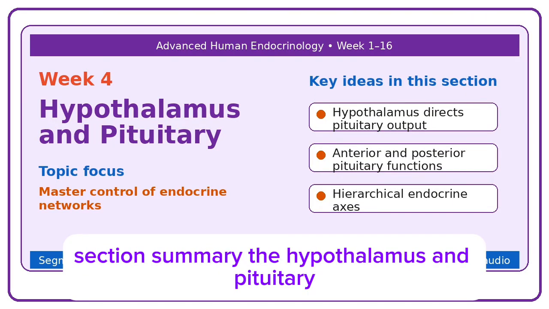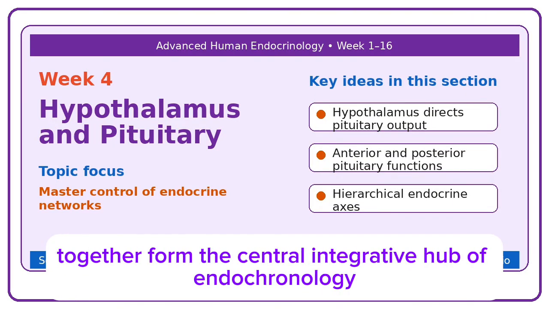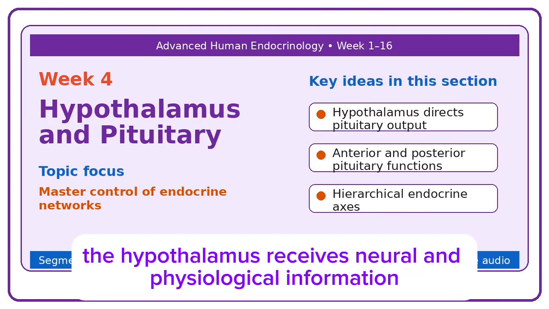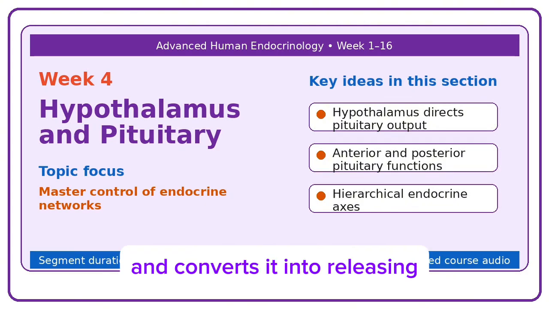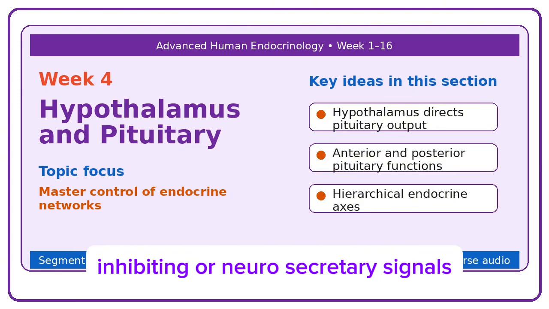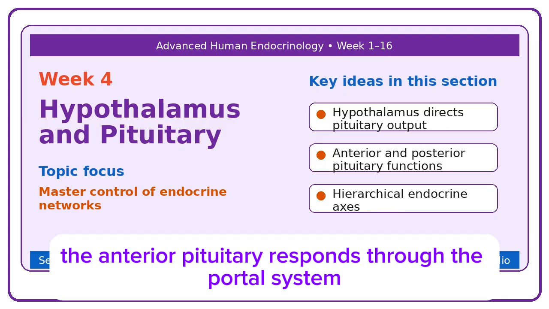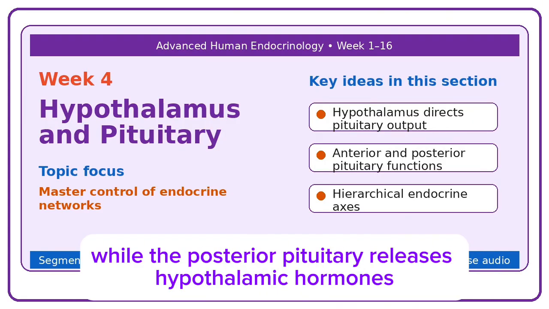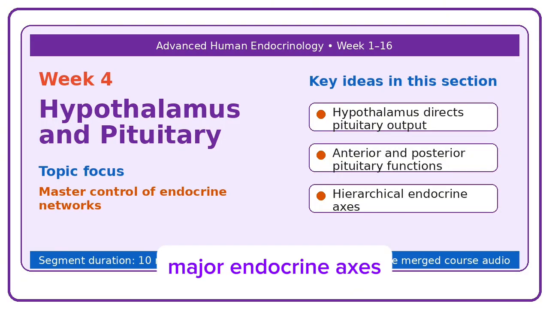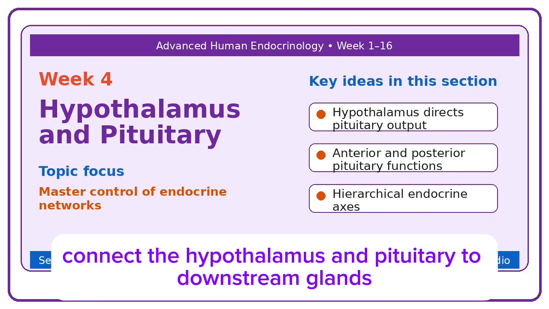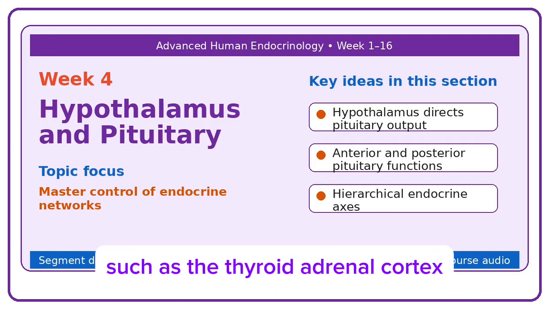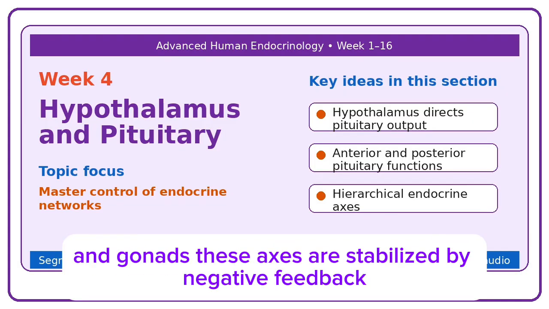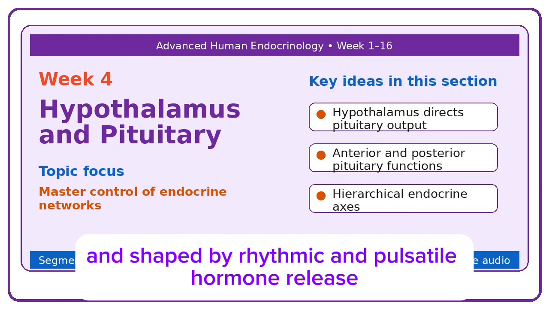Section summary. The hypothalamus and pituitary together form the central integrative hub of endocrinology. The hypothalamus receives neural and physiological information and converts it into releasing, inhibiting, or neurosecretory signals. The anterior pituitary responds through the portal system, while the posterior pituitary releases hypothalamic hormones directly into the blood. Major endocrine axes connect the hypothalamus and pituitary to downstream glands such as the thyroid, adrenal cortex, and gonads. These axes are stabilized by negative feedback and shaped by rhythmic and pulsatile hormone release.